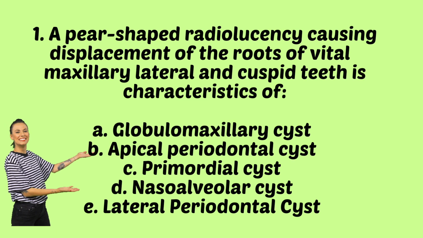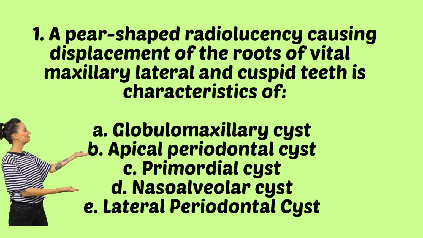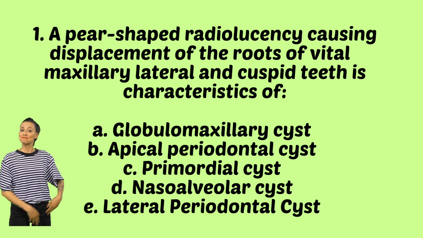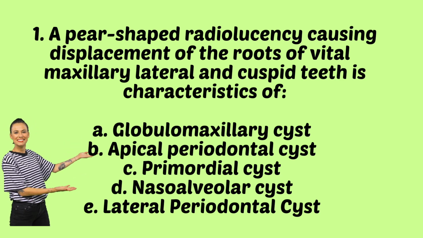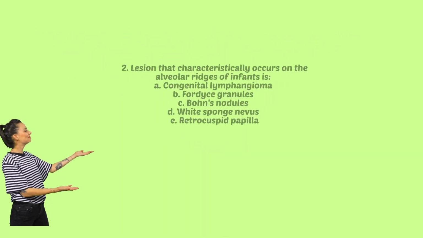1. A pear-shaped radiolucency causing displacement of the roots of vital maxillary lateral and cuspid teeth is characteristic of: A. Globulomaxillary cyst, B. Apical periodontal cyst, C. Primordial cyst, D. Nasoalveolar cyst, E. Lateral periodontal cyst. Option A is correct.